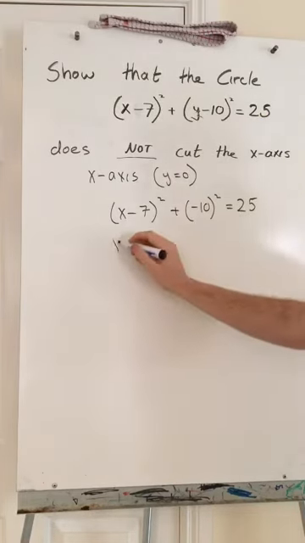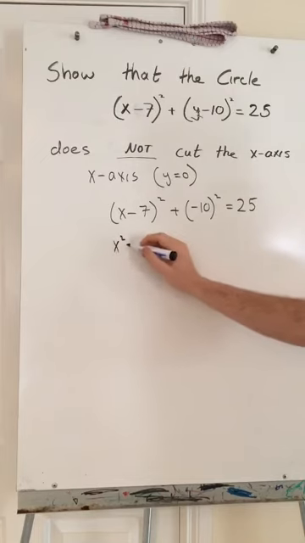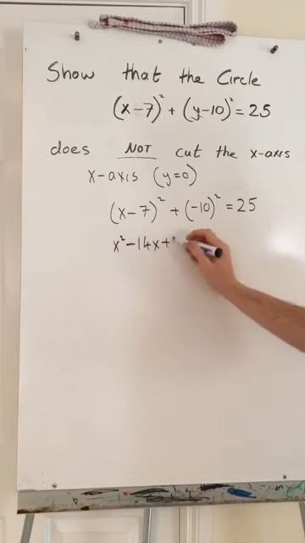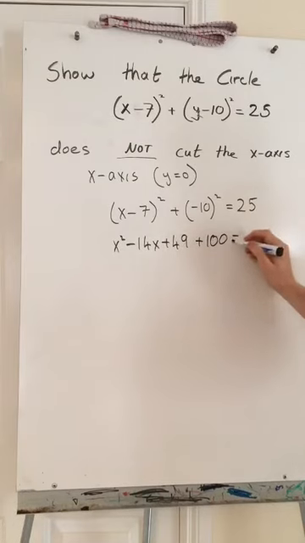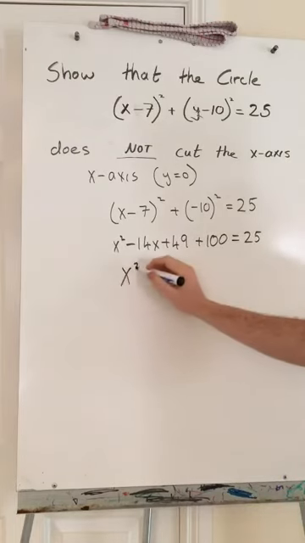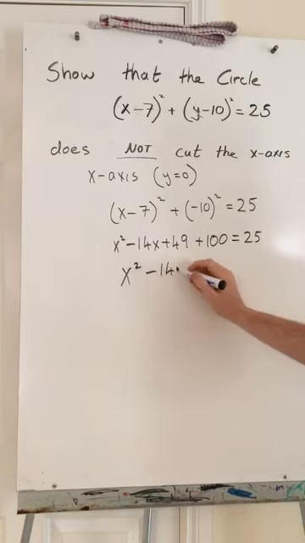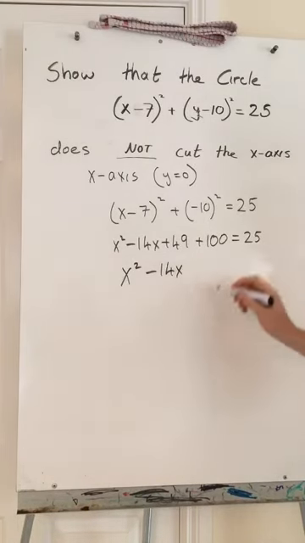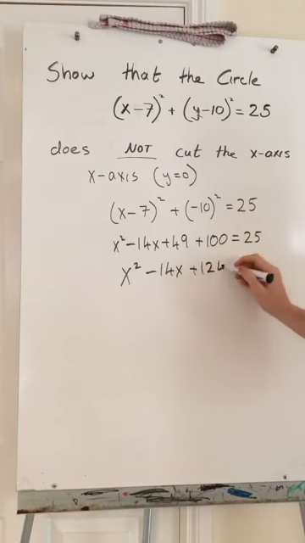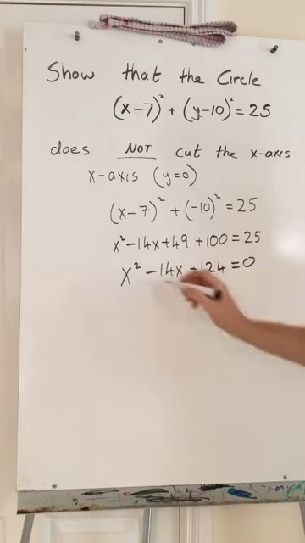Multiplying this out, we're going to get x squared minus 14x plus 49. This is going to become plus 100, and that is equal to 25. We see here we're just about to get a quadratic, so that will be x squared minus 14x, 49 plus 100, take away 25, that's going to give me plus 124 is equal to 0. Now we have a quadratic.